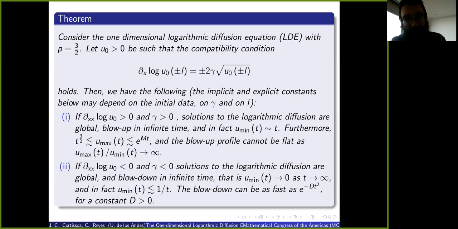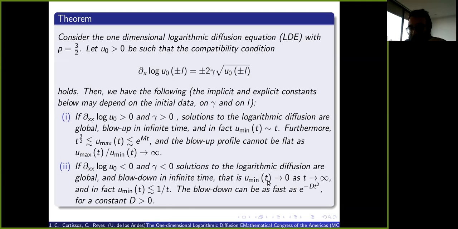The second case is that if the initial condition satisfies this, which means, and we'll see this later in the following slides, that the curvature of the initial metric is positive, and this, which means that the geodesic curvature of the boundary circles is negative, then solutions to the logarithmic diffusion equation are also global in time. They exist for all time, but this time they do not blow up, they blow down. That means that the minimum goes to zero.